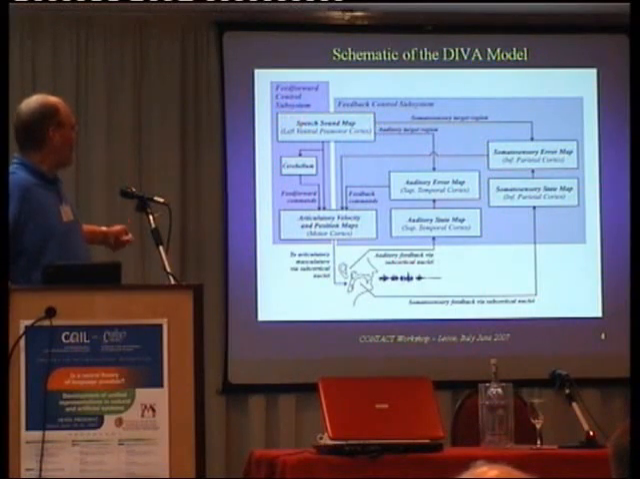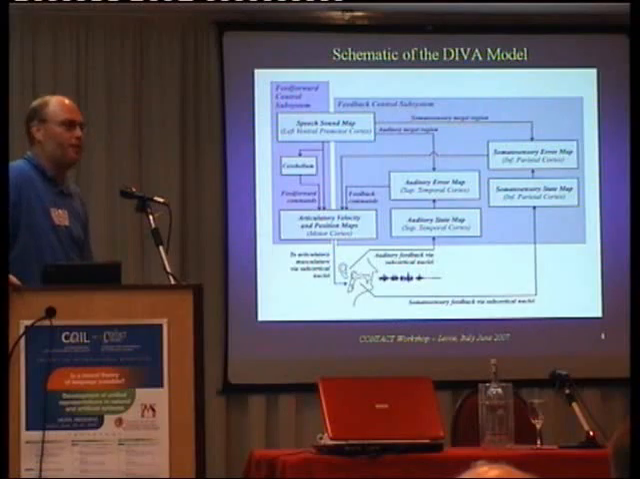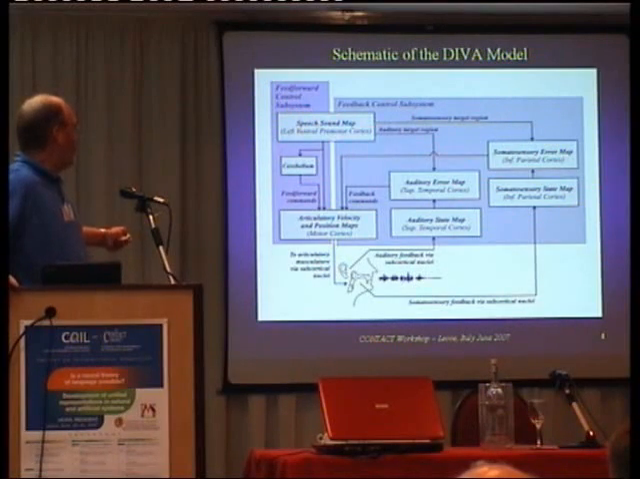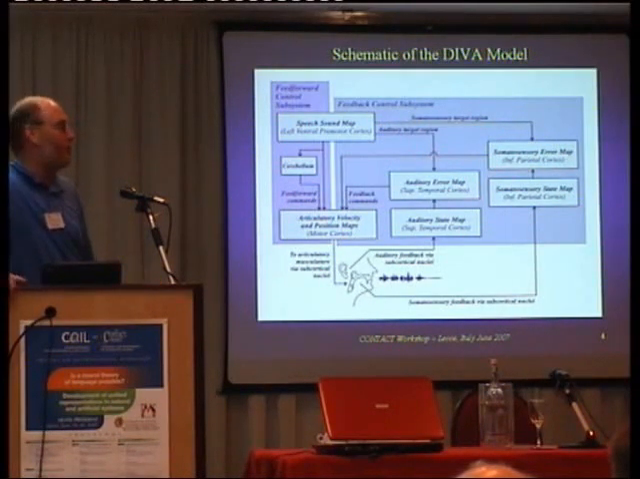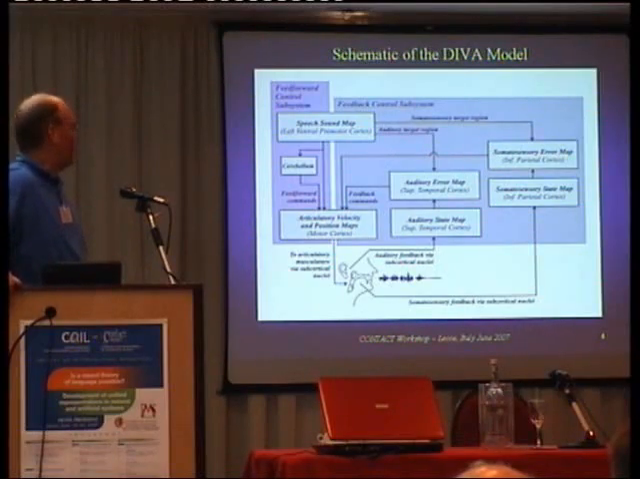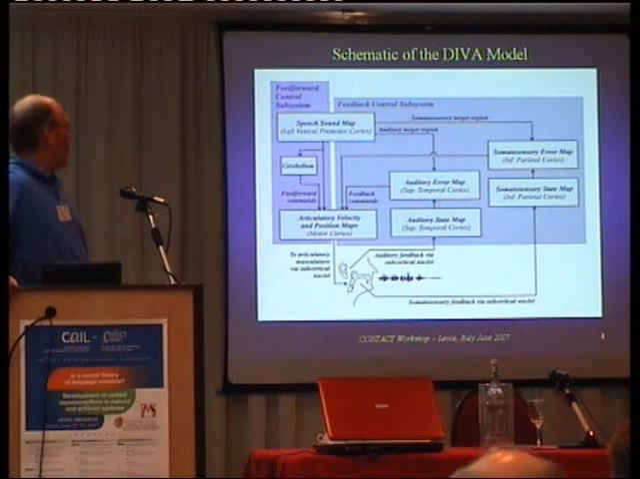And then we also have the highest level in the model, which is what we call the speech sound map. And we think of the speech sound map as existing in left ventral premotor cortex, and as I'll talk about in a moment, it correlates very well with mirror neurons that have been talked about in great detail in this conference. Another way to look at the model is that it's broken up into two control subsystems.